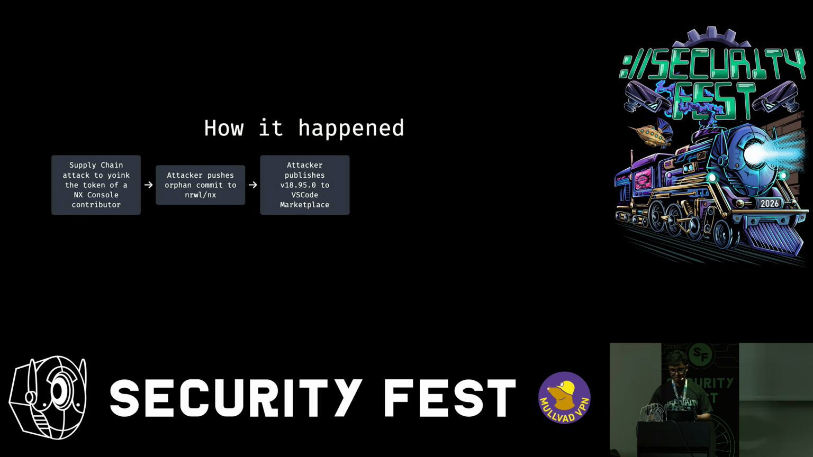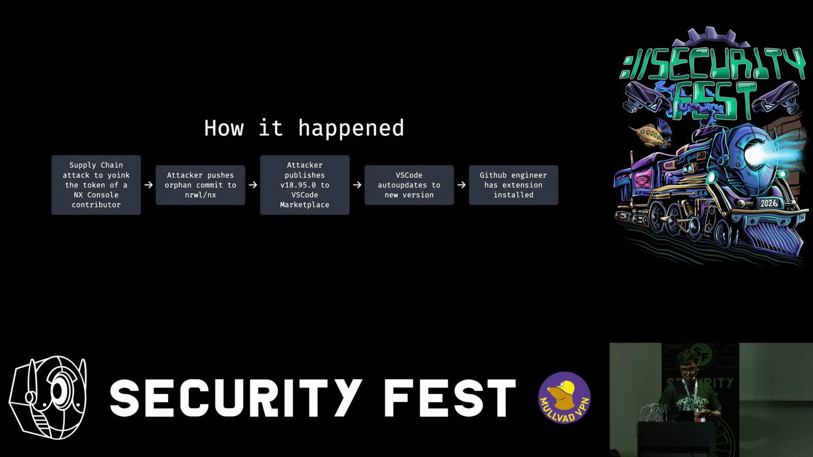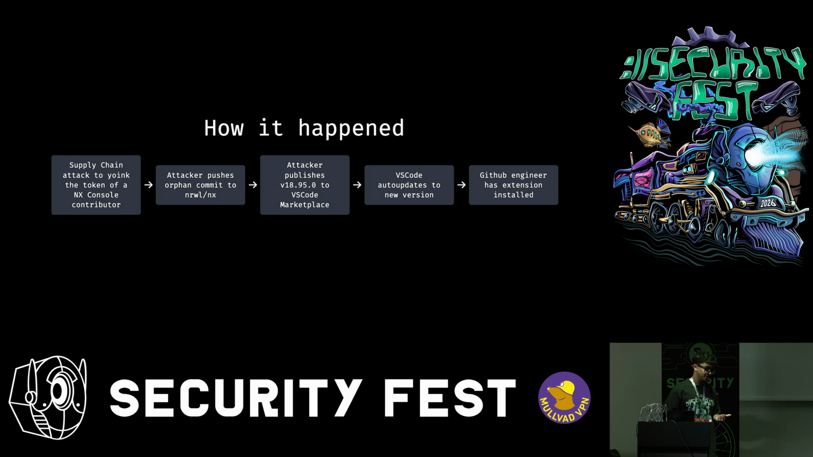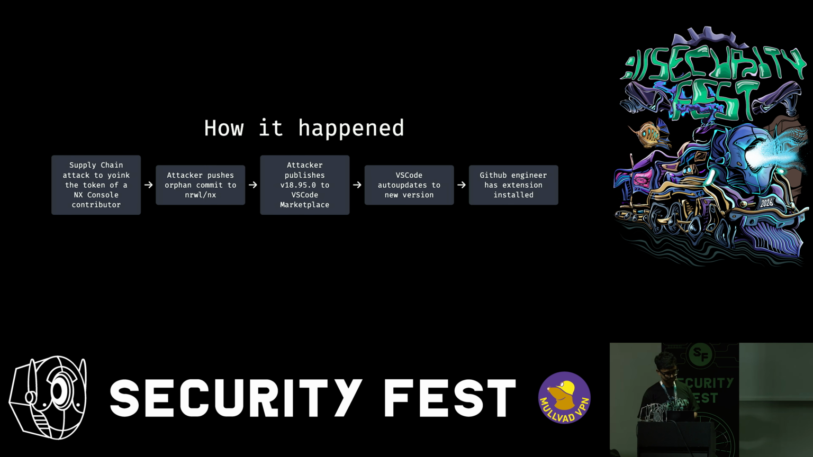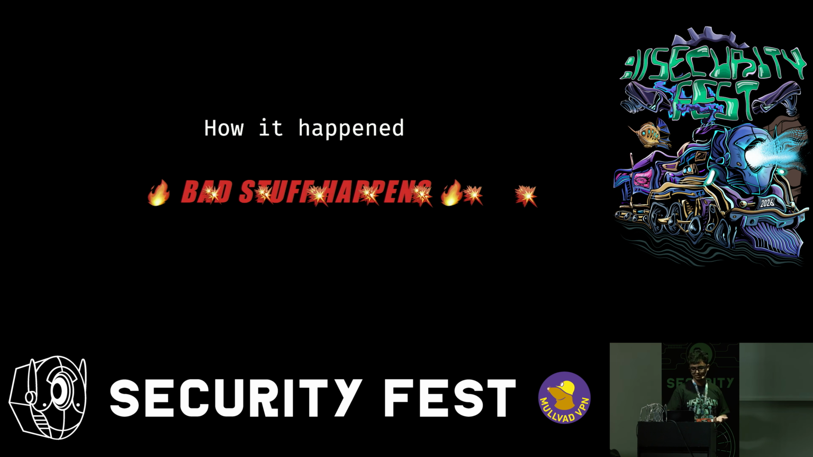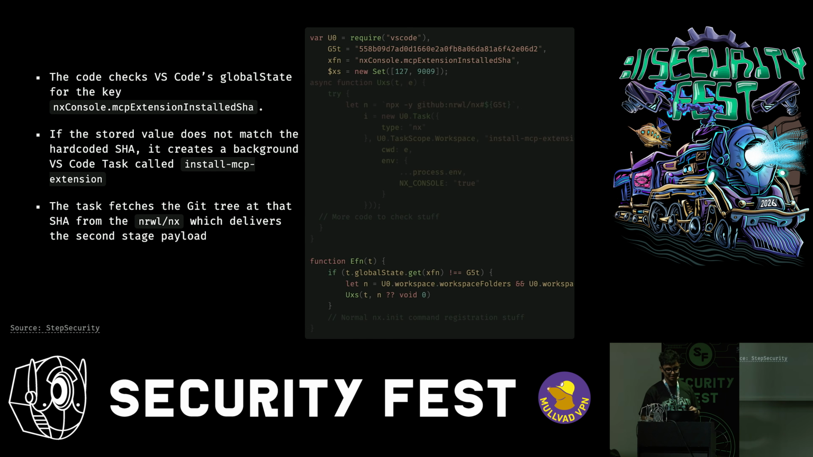This is very important because VS Code has a feature called auto update. Whenever you push an extension, and if your auto update is on, it fetches it, runs it, and updates it. So 18.94 was all right. They pushed an update with the malicious payload in 18.95, and some GitHub developer had the extension installed. It pulled the update, and boom, bad stuff happened. That took a lot of time to animate.